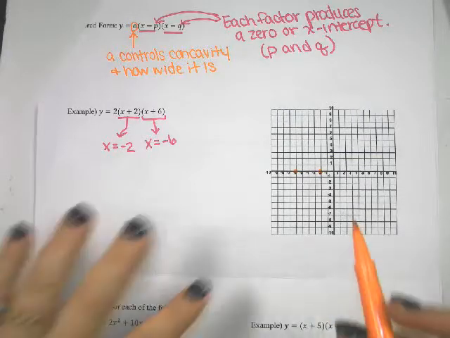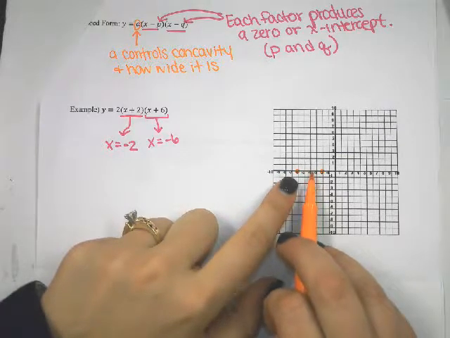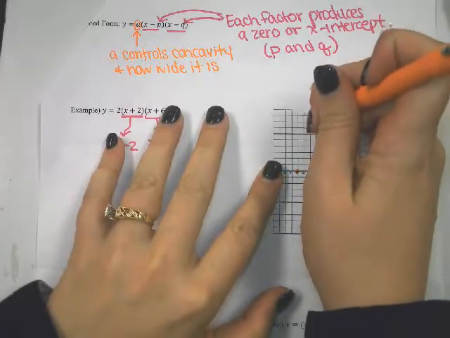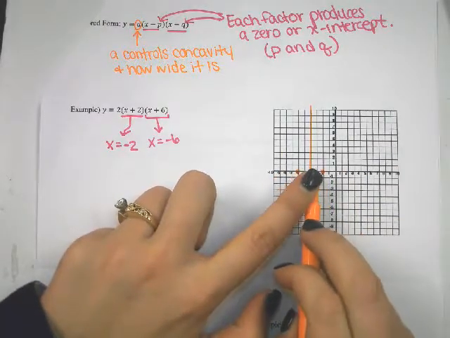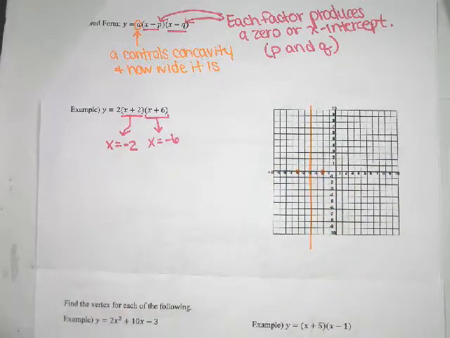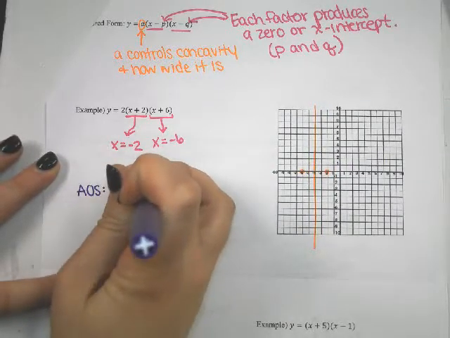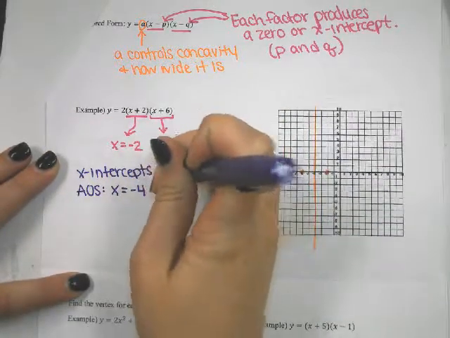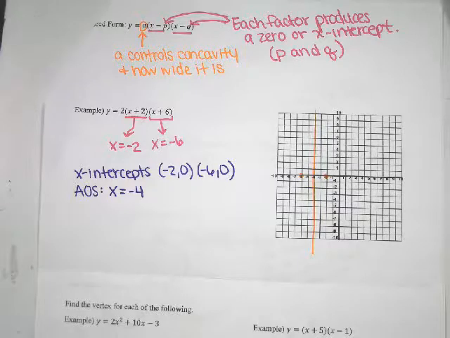Additionally, I can find the vertex from here. Because I'm crossing the x-axis at these 2 points, I know that my vertex has to be directly between them. In order for these to fold and match up, my axis of symmetry has to be right there, so that if you were to fold, your x-intercepts would match. Directly between -2 and -6 is -4. So my axis of symmetry is x equals -4. We also had our x-intercepts already as (-2, 0) and (-6, 0). So we're right on track.